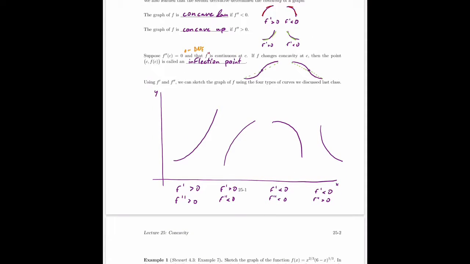Just remember, these are the four curves that we consider, depending on the values of the first and second derivative. Those are the four curves that will determine the shape of our graph.